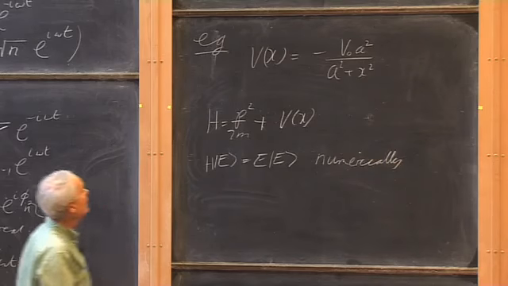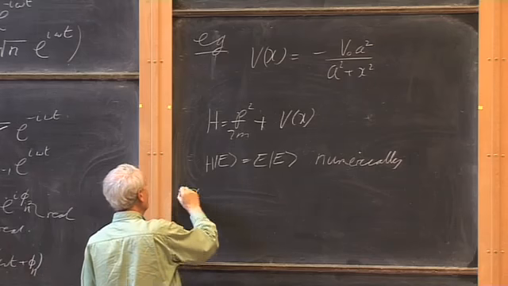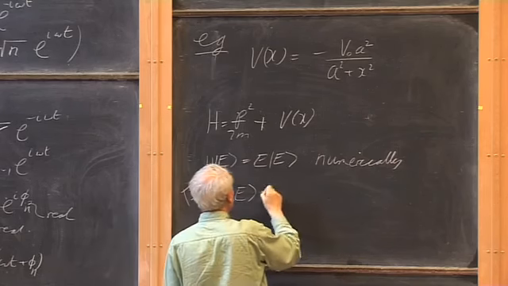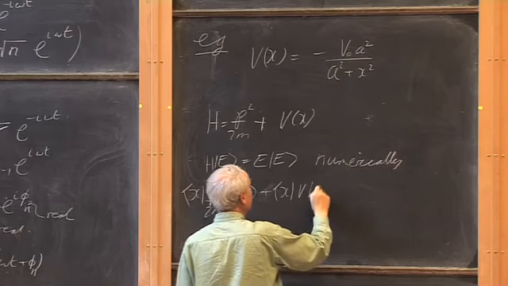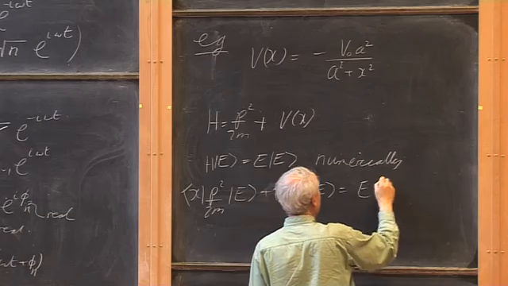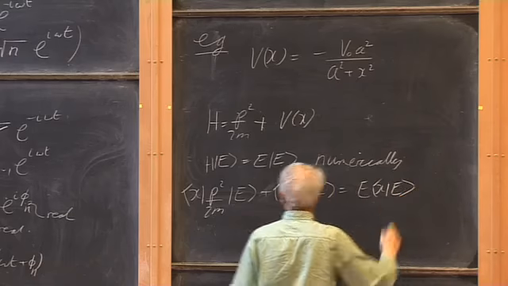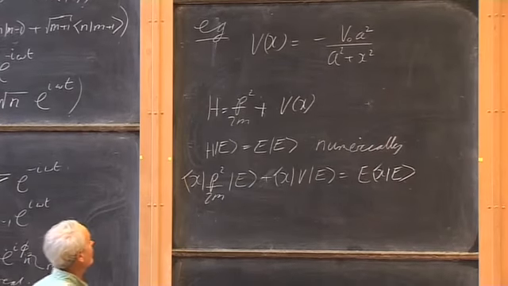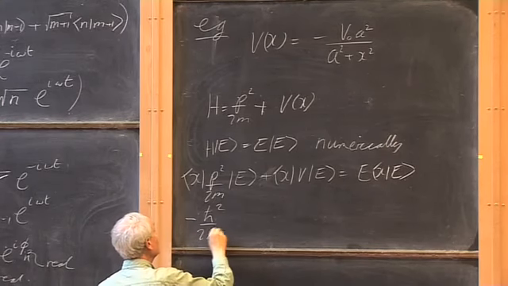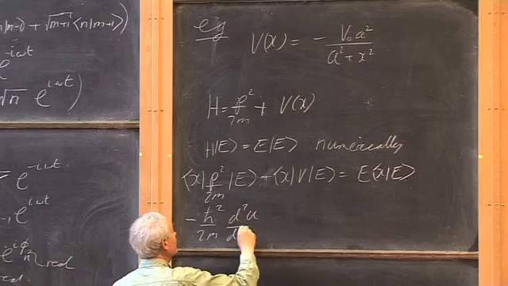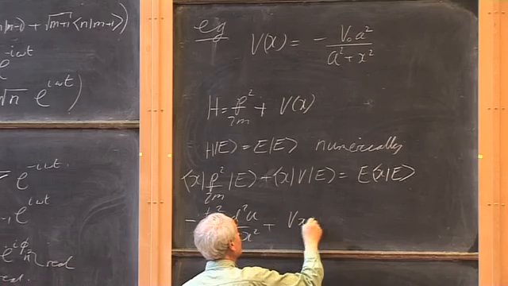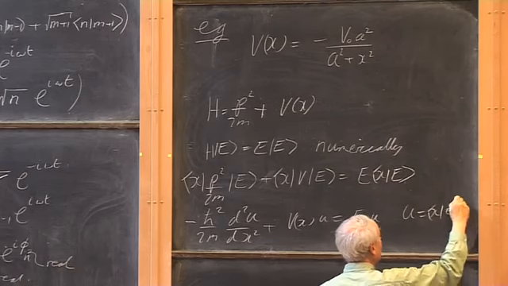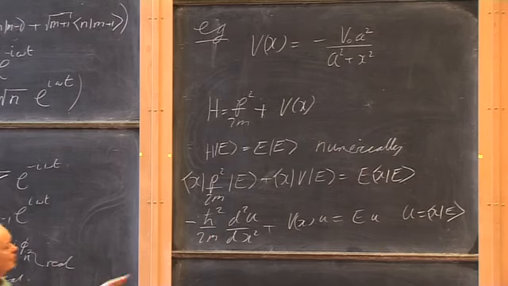We do it in the position representation. We bra through by <x| and have <x|p squared over 2m|E> plus <x|V|E> is equal to E<x|E>, which, by the rules we've already discussed, turns into an ordinary differential equation: minus h bar squared over 2m d2u by dx squared plus V of x u is equal to E u, where u, of course, is equal to <x|E>. So this is an ordinary differential equation, second order, etc.